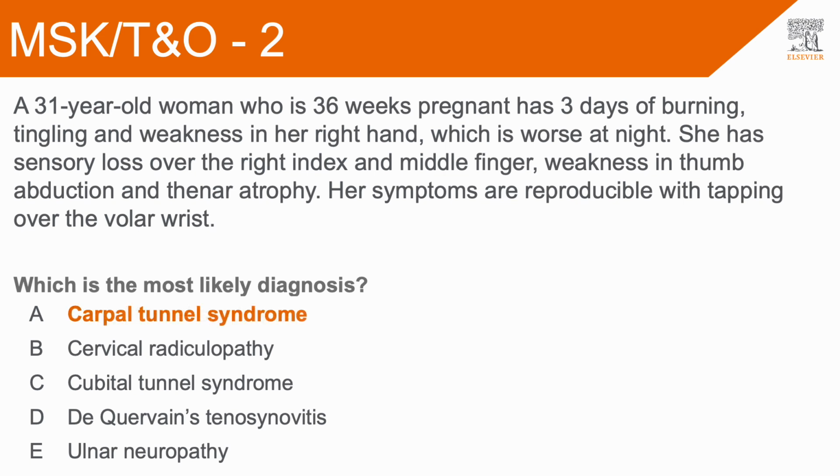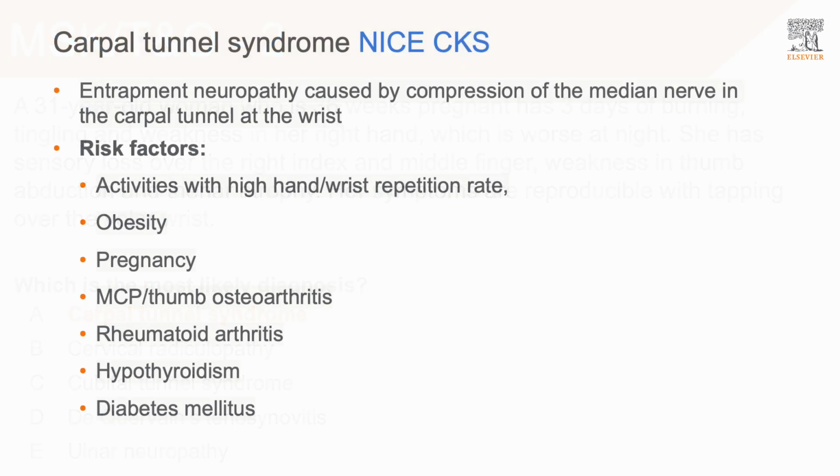The correct answer in this case is A. Carpal tunnel syndrome. Carpal tunnel syndrome is an entrapment neuropathy caused by compression of the median nerve in the carpal tunnel at the wrist. Risk factors include activities with a high hand-to-wrist repetition rate. Obesity and pregnancy can cause increased fluid accumulation in the tissue spaces in the carpal tunnel and produce symptoms.